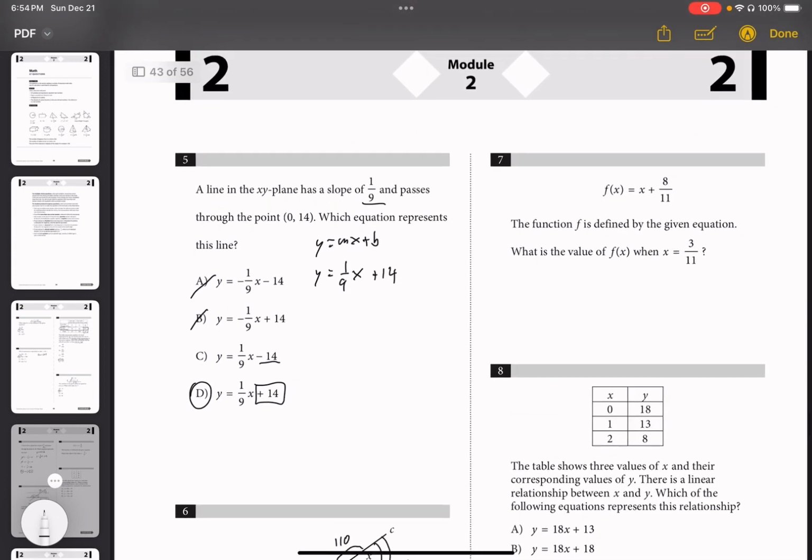Question 7. The function f is defined by the given equation. What is the value of f of x when x is equal to 3 over 11? Okay, so we have f of 3 over 11 is equal to 3 over 11 plus 8 over 11. This is going to be equal to 11 over 11, which is equal to 1.